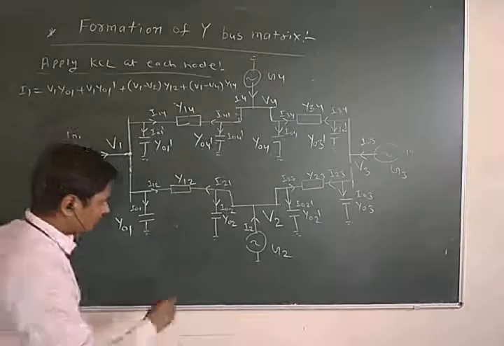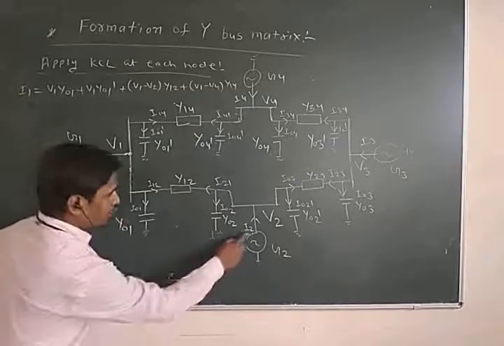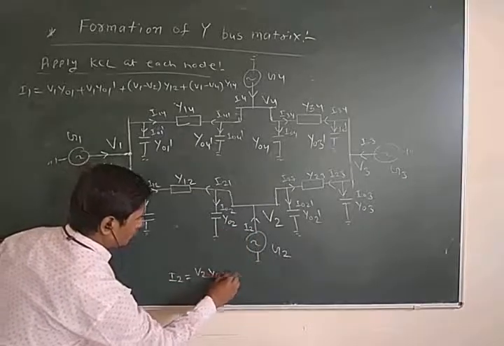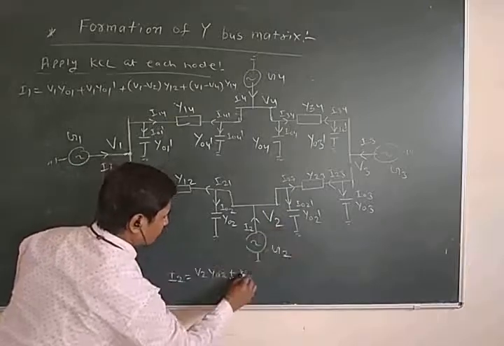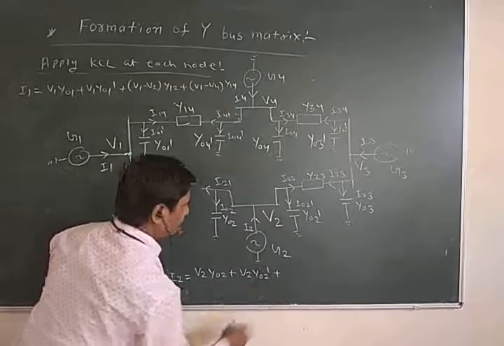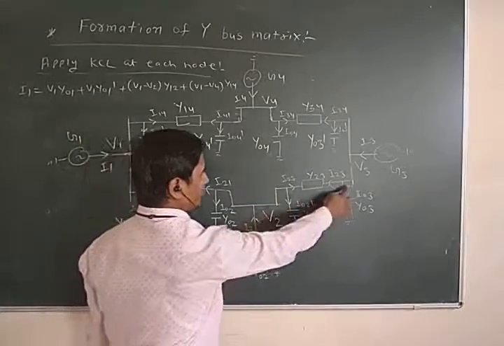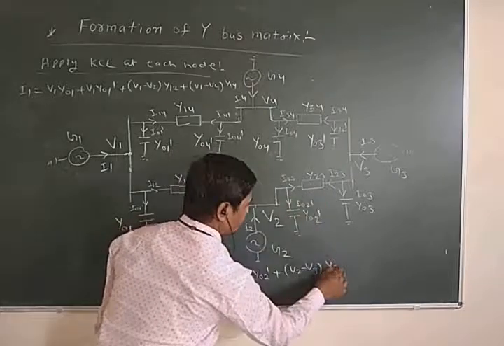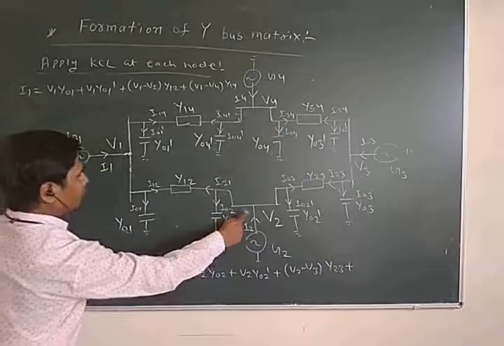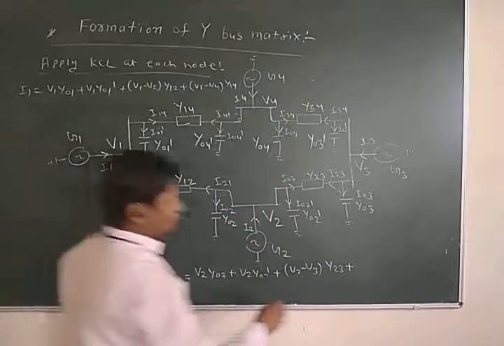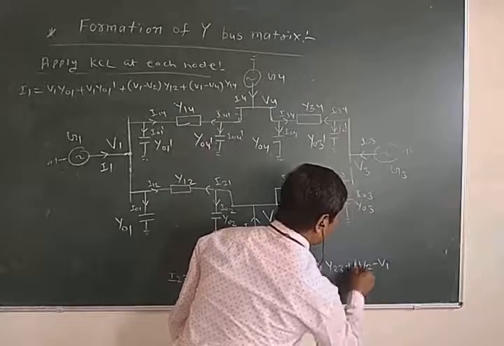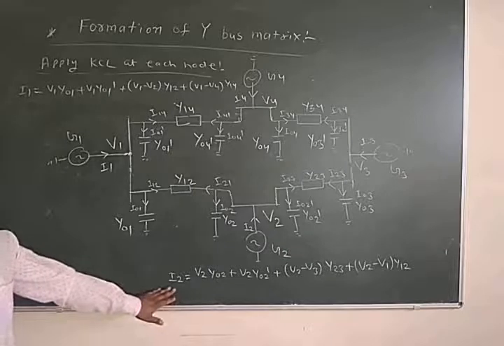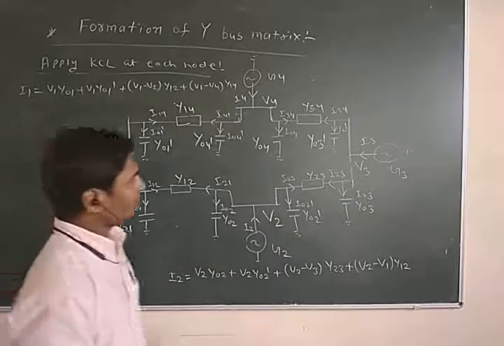At bus number 2, I2 is equal to V2 Y02 plus V2 Y02 dash plus V2 minus V3 Y23 plus V2 minus V1 Y12. So this is the nodal equation at bus number 2.